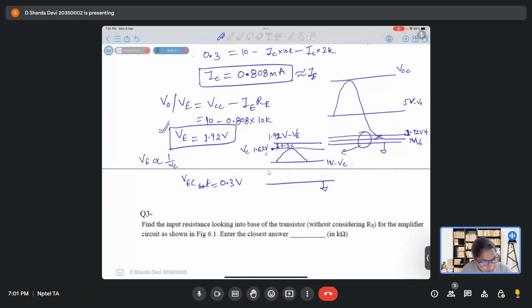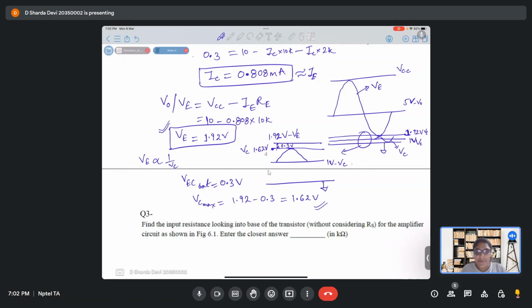Look at this big picture. Here your VE is fluctuating. This one is VE, and this small sinusoid is actually VC, which can also fluctuate. So this VC can attain a maximum value, VC max, of 1.92 minus 0.3, which is actually 1.62 volts. Is this clear? Yes, ma'am. So this VC max concept is clear?